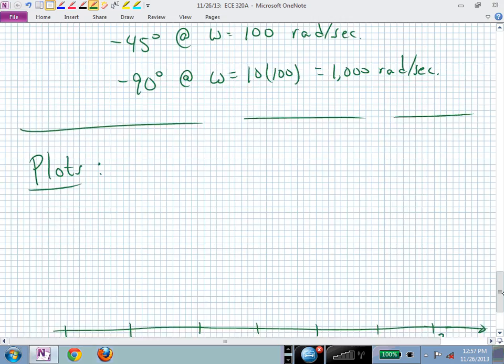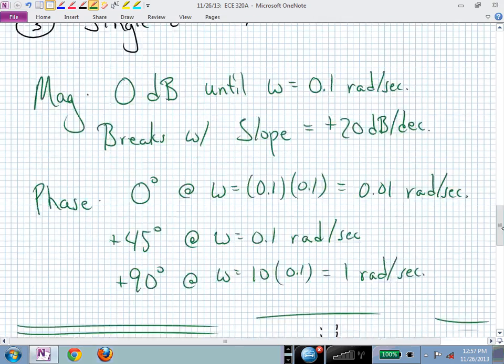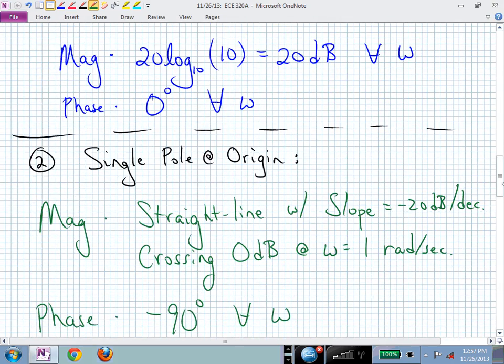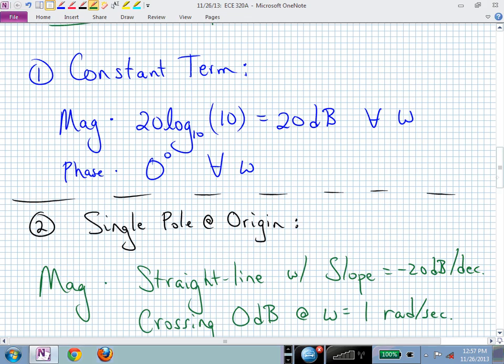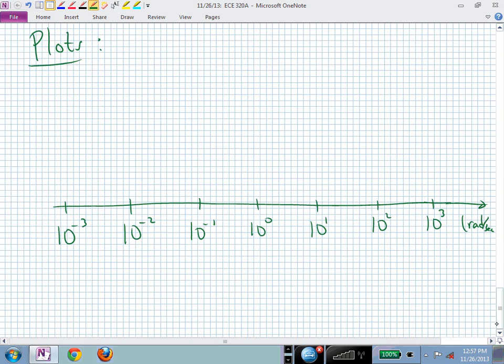Where are we? Now let's sketch these. We have our constant. So for the magnitude, I can simply introduce there's term number 1, 20 dB, due to the constant.